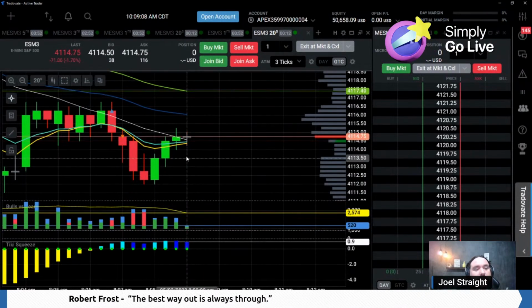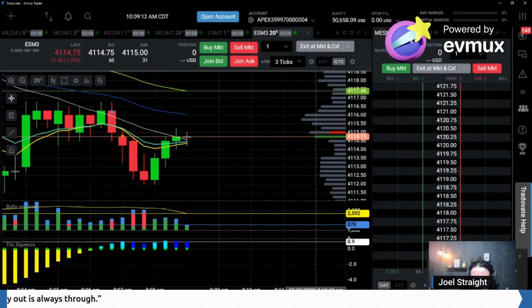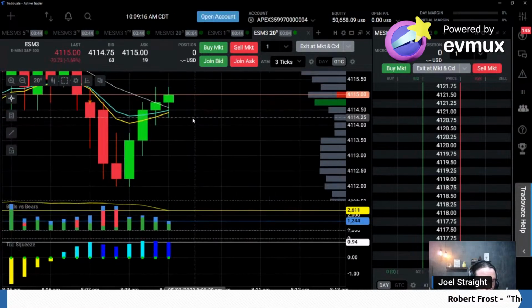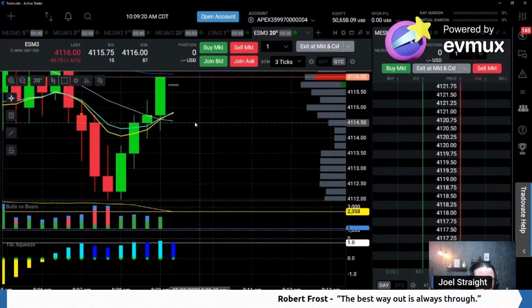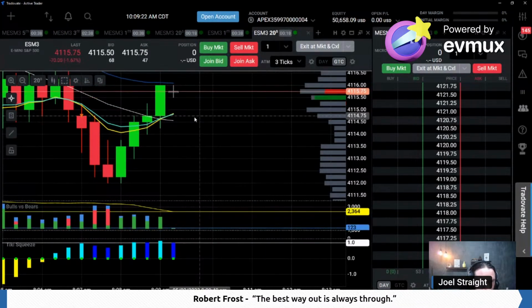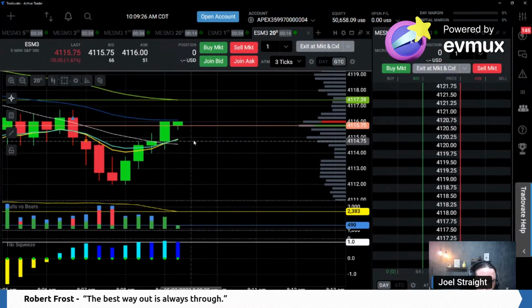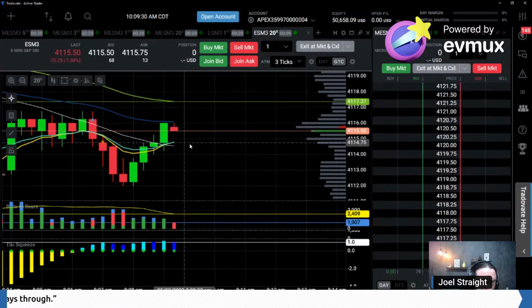I don't feel comfortable going long yet. As I say it, it pops up. Market doesn't make sense to me yet. All right, 9's above 12. Probably gonna run into some resistance there at the EMA 35.